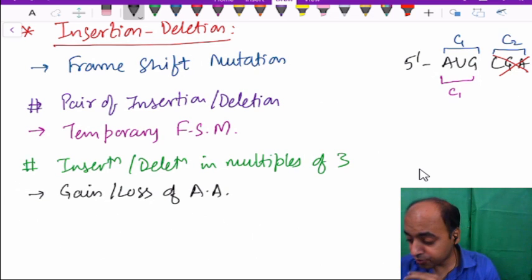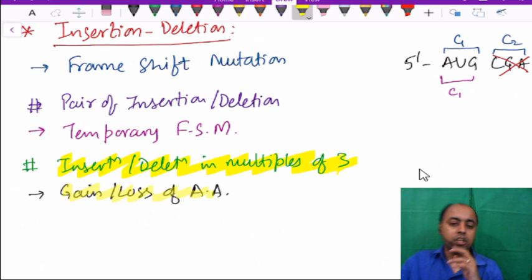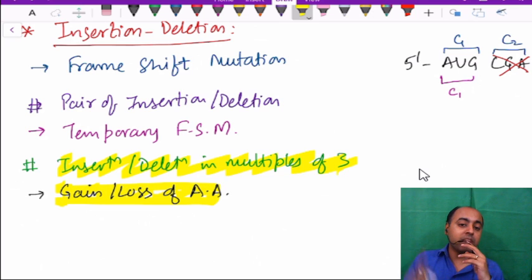This is the most frequently asked type of question from the insertion deletion. They'll give you certain numbers in the options A, B, C, D. They'll give you numbers 2, 3, 4, 5. And they'll ask, on insertion of how many nucleotides the frame shift will not occur. So there you have to remember, you have to identify the multiples of 3. In case of multiples of 3, the frame shift will not occur. What will occur is the gain or the loss of amino acid.